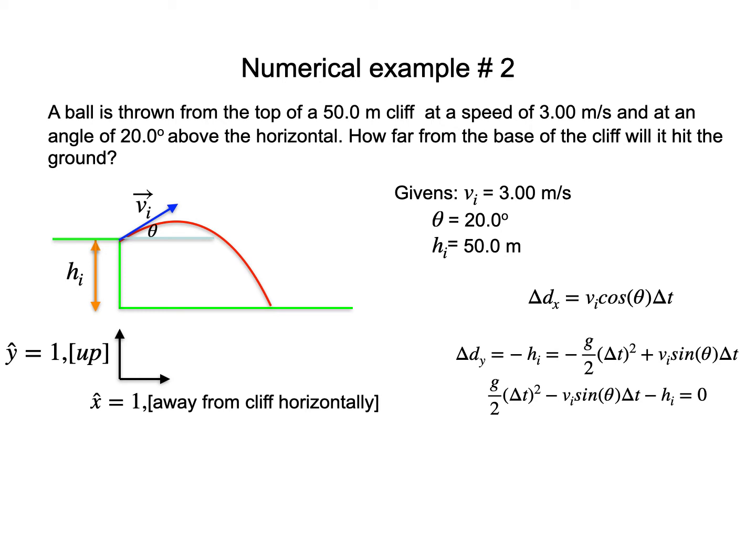You can solve this equation by using the quadratic formula. I am assuming that you're familiar with this concept at this stage from a previous course in mathematics. The quadratic formula is usually expressed as minus b plus and minus square root of b squared minus 4ac, everything over 2a. In this case, a is g over 2, b is minus vi sine theta, and c is minus hi. Here is what you get after using the quadratic formula.